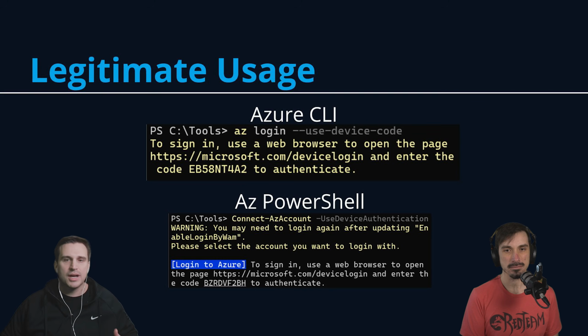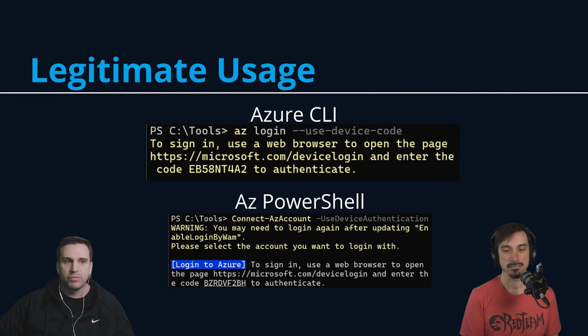Exactly. So to really drive home the point that this is a legitimate authorization flow, we can see that two of the most popular applications that interact with Azure resources have this as an option, right? Up top, we have the Azure CLI, with the use device code option for us to authenticate via that method. And on the bottom, we also have the Az PowerShell application, and we can use that again to authenticate with device authentication. So again, nothing inherently malicious with this flow, but it's really easy to abuse.